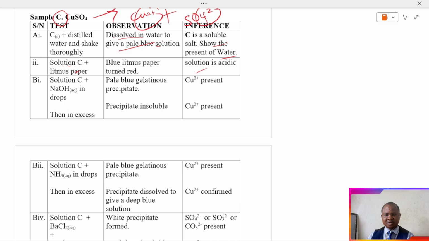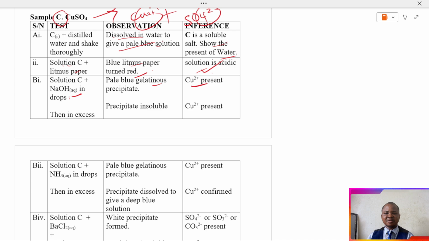So a portion of C again plus sodium hydroxide, both in drops and in excess. We're going to have a pale blue gelatinous precipitate, which shows Cu2+ is present, and in excess the precipitate is insoluble, which also shows Cu2+ is present.